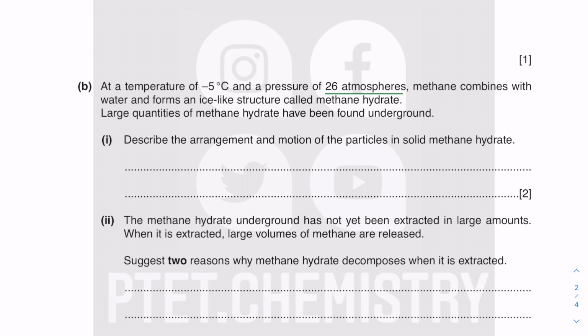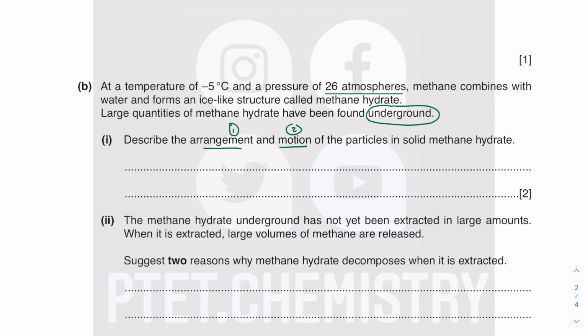Large quantities of methane hydrate have been found underground. So it's not surprising that as you go deeper underground, just like a submarine going below sea level, your pressure gets higher and higher and higher. So 26 atmospheres is most likely to be found underground. Describe the arrangement and motion.